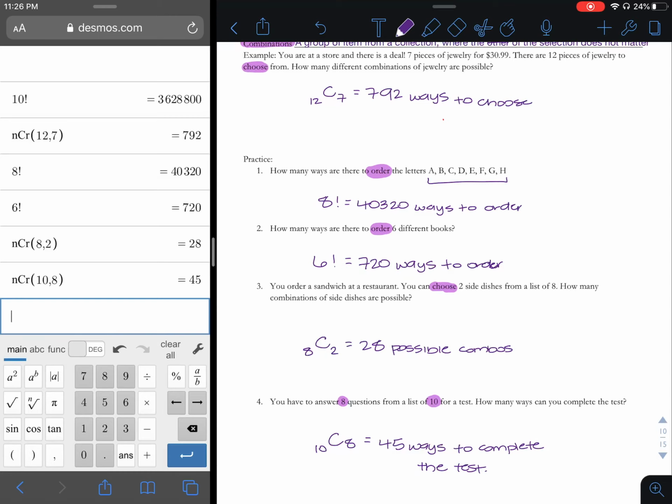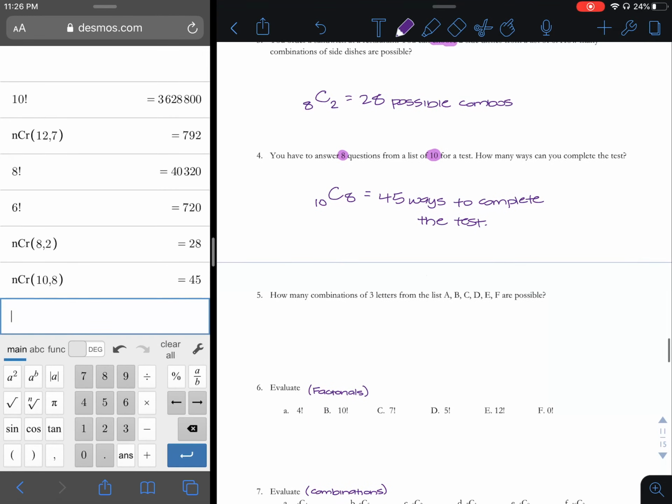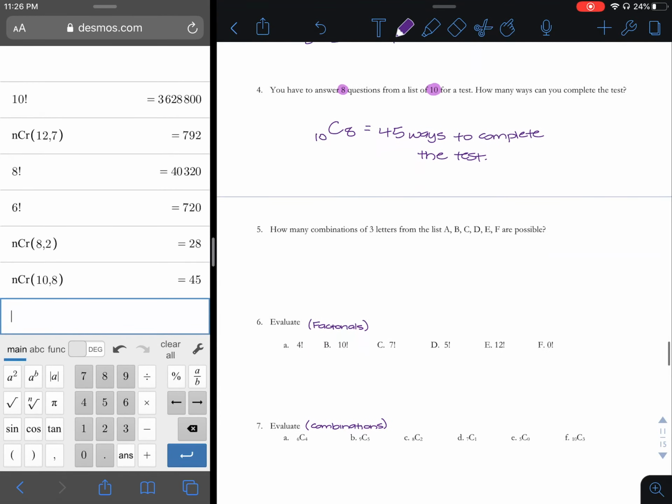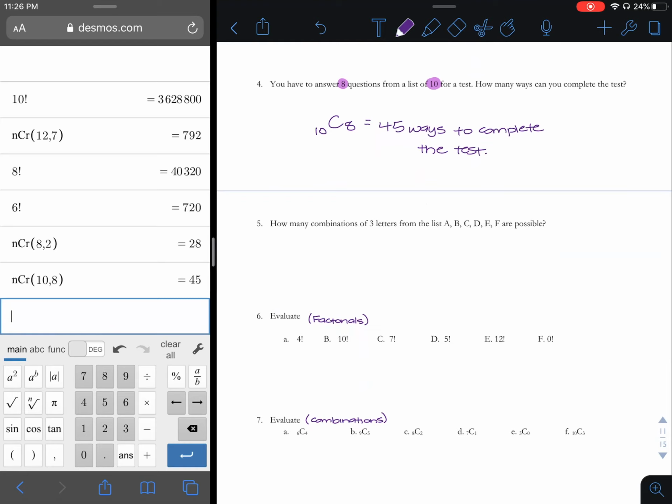Okay, let's move down. Let's talk about number 5. How many combinations of 3 letters from the list of A, B, C, D, E, and F? In this case it tells me combinations that I'm talking about. How many possible letters are there? I have A, B, C, D, E, F, which is 6 options. So I want to choose 3 from those 6.